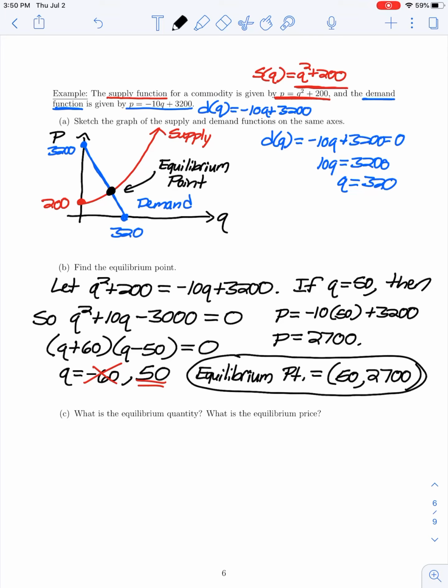And then in part C, we're asked what is the equilibrium quantity and the equilibrium price. Well, those are just the coordinates of our equilibrium point. So the quantity is equal to 50, which we found for our value of Q in equilibrium. Remember, Q represents quantity. And the equilibrium price would be the corresponding value for P, which we found to be 2,700.